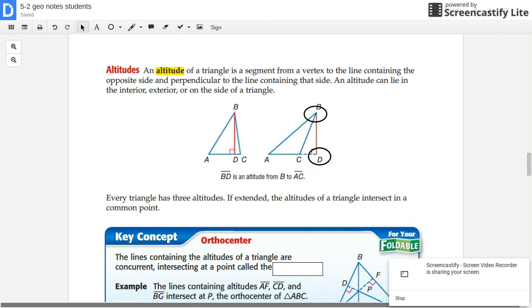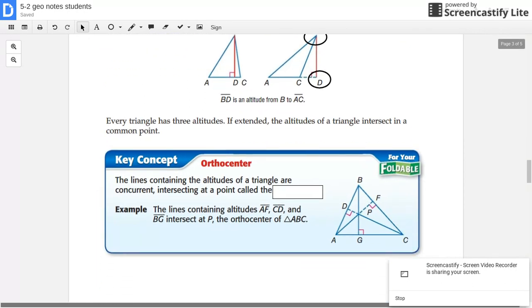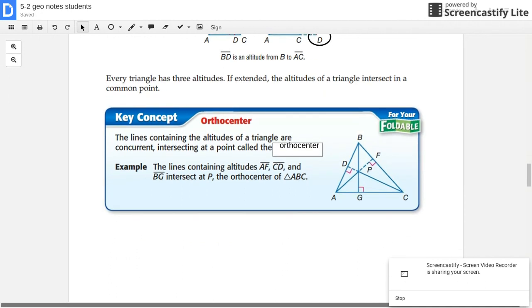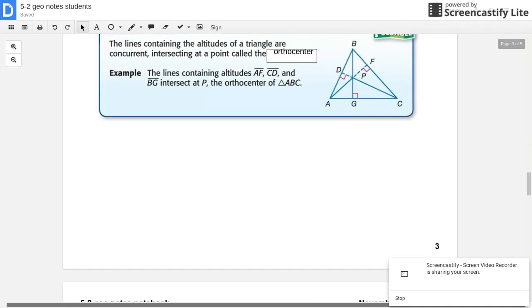So centroids had to be on the inside. Our new term using altitudes is the orthocenter, which can be other places, which we'll learn later. The lines containing altitudes AF, CD, and BG intersect at P, the orthocenter of this triangle. And orthocenters are special because they are contained by altitudes.